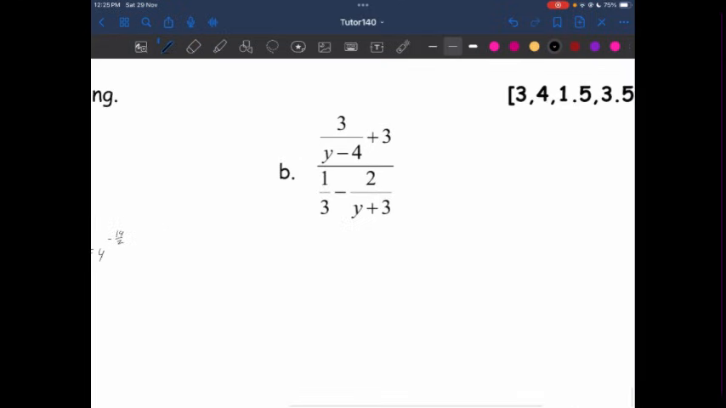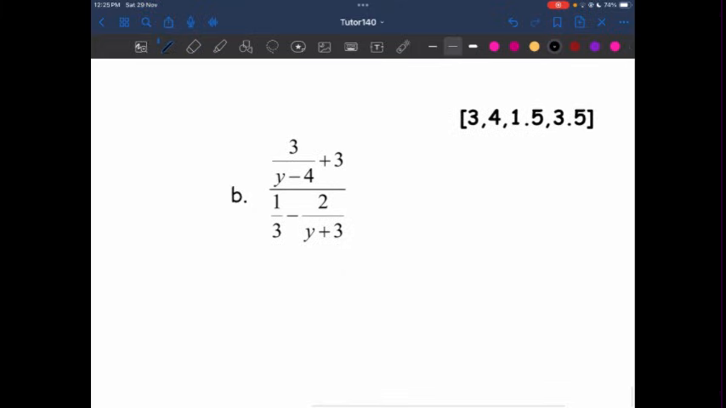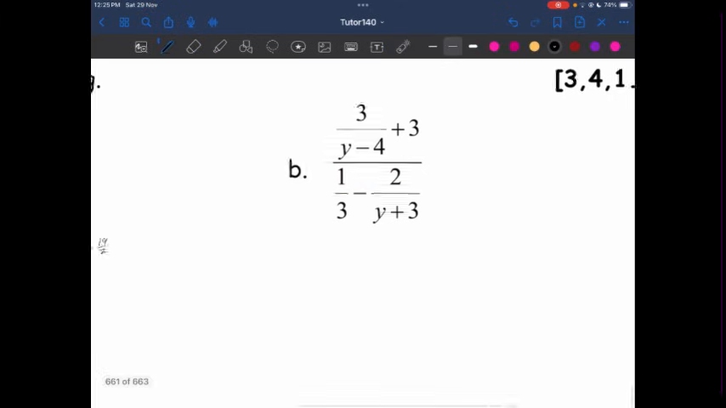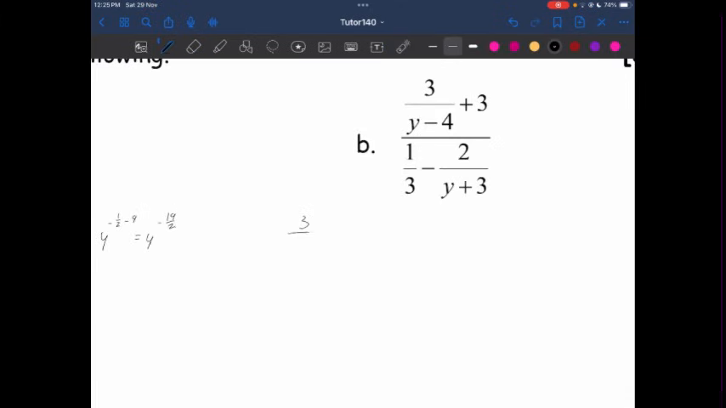Okay, so we're going to do this one step at a time. How many points is this? 3.5? Yeah, 3.5 points. So we're going to do it one step at a time. We're going to work with the numerator first, and then the denominator. So the numerator is 3 over y minus 4 plus 3. To add the 2, the denominators must be the same. So I'm going to multiply the second term by y minus 4.